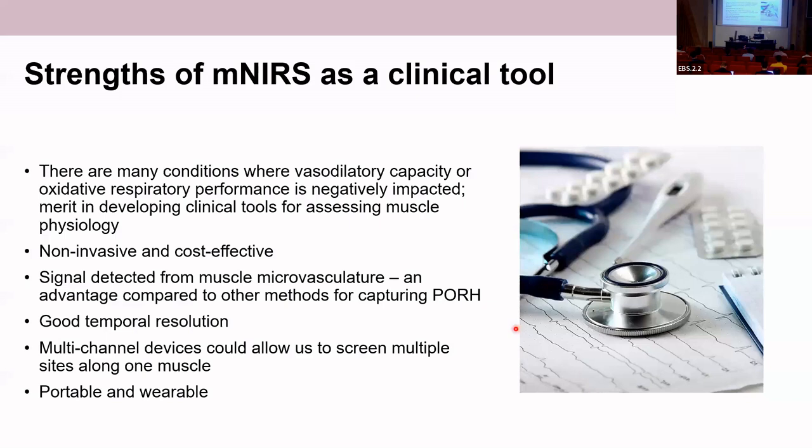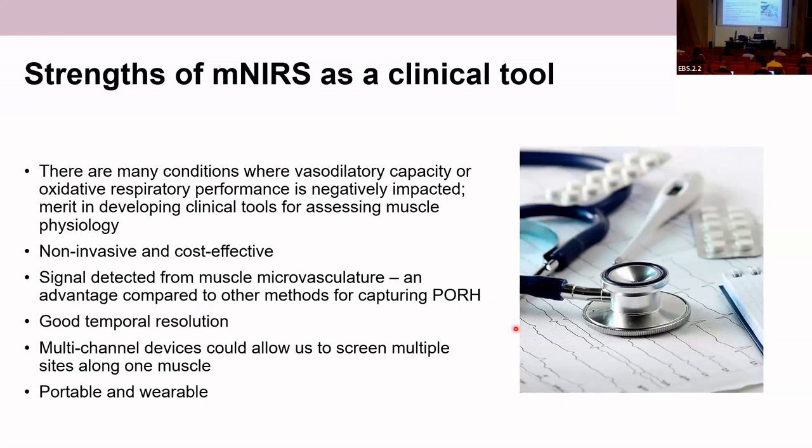I'll just finish with some strengths and limitations of muscle mNIRS, particularly related to its translation into a clinical tool. There's loads of conditions where vasodilatory capacity or oxidative respiratory performance or mitochondrial dysfunction is negatively impacted. And I think there's definitely merit in developing more clinical tools for assessing those muscle features.